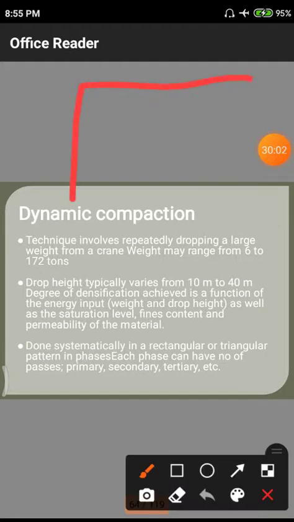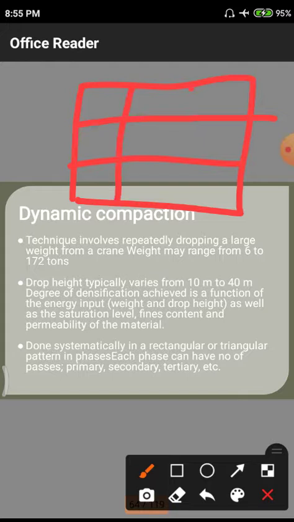It is the total area we are having. This area we need to have some sort of classifications. 1, 2, 3, 4. Here we are having a total number of 12 classifications.